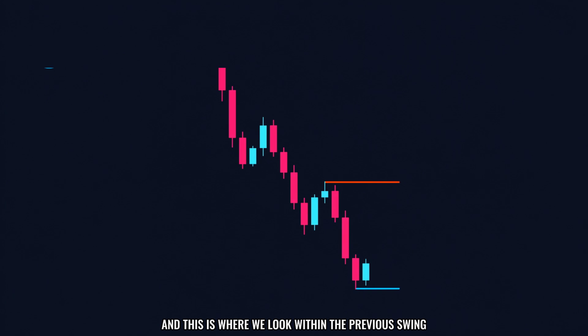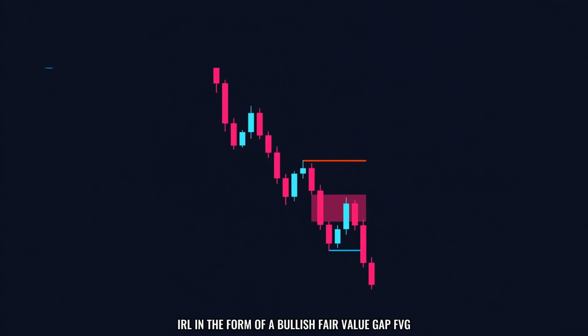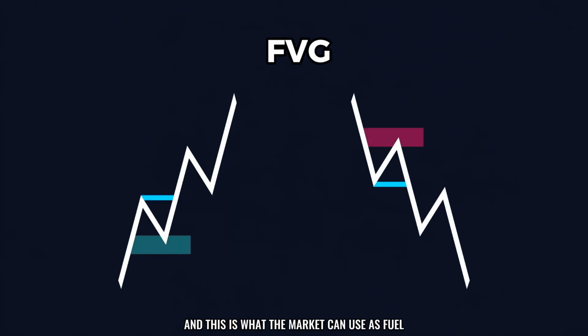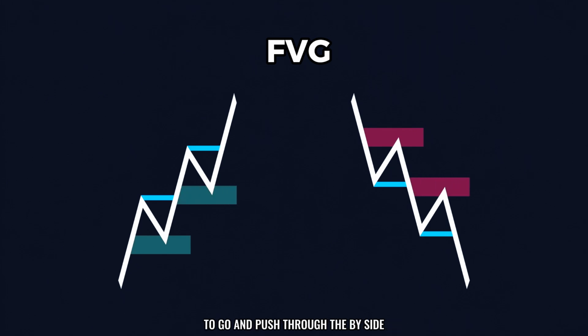And this is where we look within the previous swing for bullish internal range liquidity, IRL, in the form of a bullish fair value gap, FVG. And this is what the market can use as fuel to go and push through the buy-side external range liquidity, ERL.